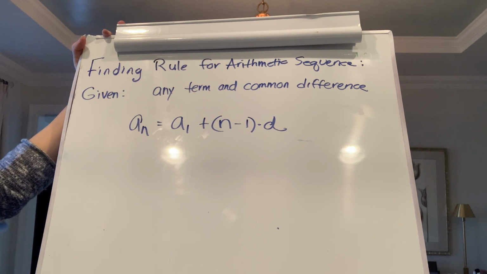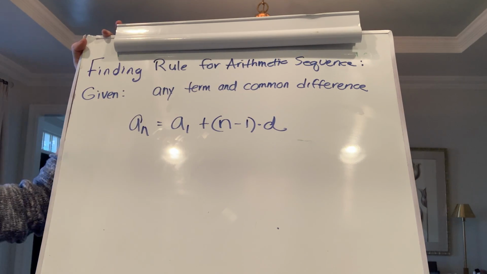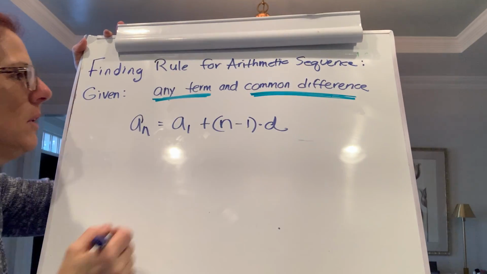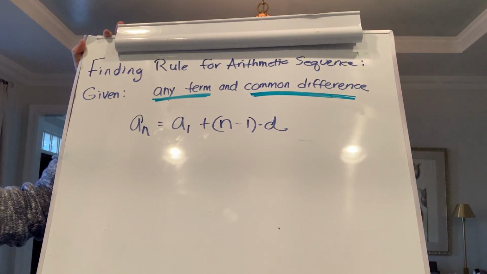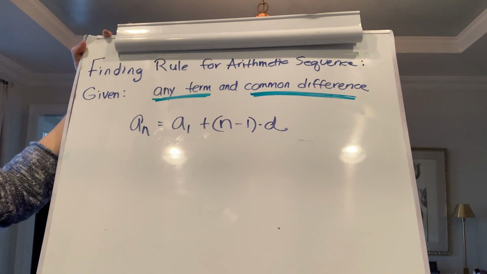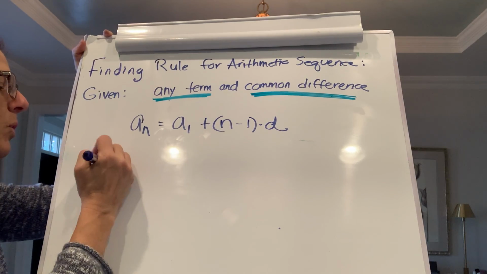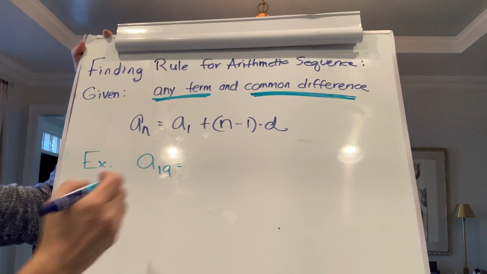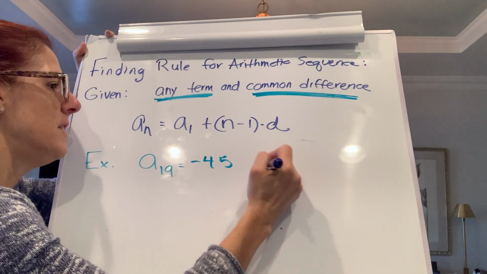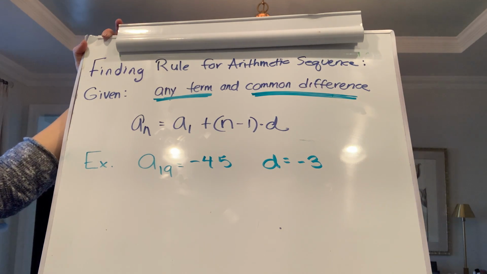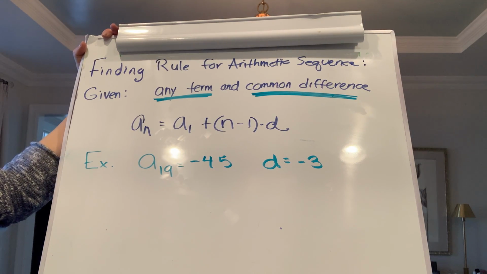So our first example here is finding the rule for an arithmetic sequence if I gave you just any term and the common difference. Basically that's all I need to know to be able to generate the entire sequence. For example, if I knew A19 was negative 45 and D was negative 3, I can go ahead and come up with a rule that is going to generate the entire sequence.